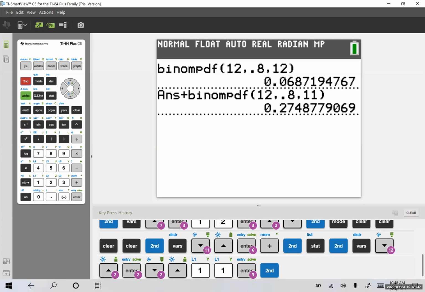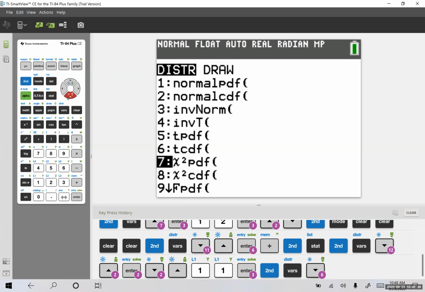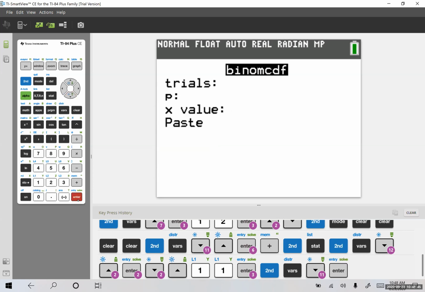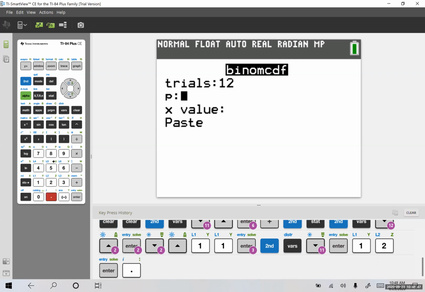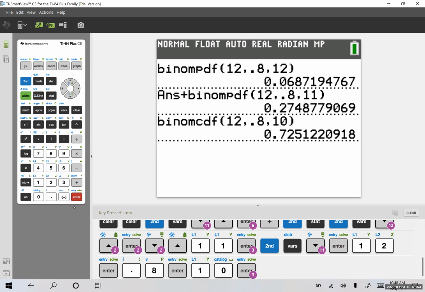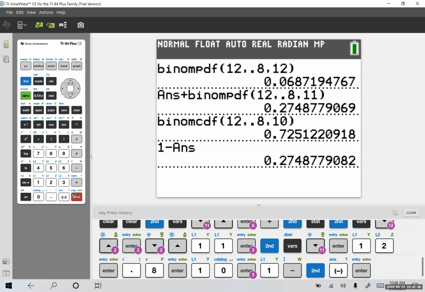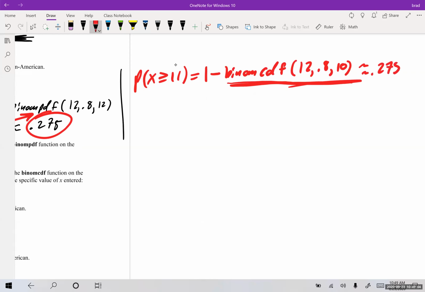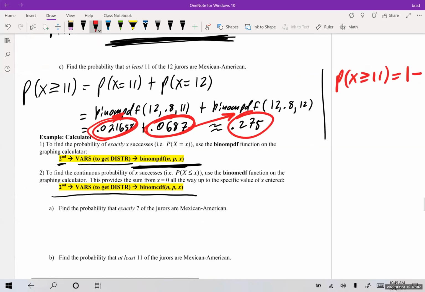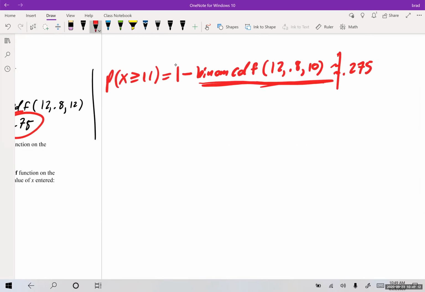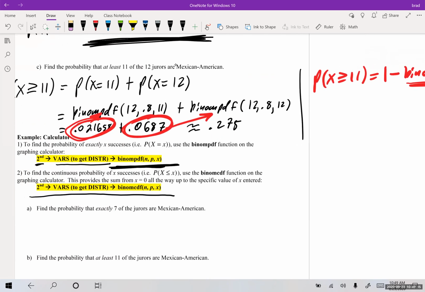So let's try this. Let's go second vars. Binomial CDF. So we do 12 trials. We do 0.8 for that, and we're going to stop at 10. We're going to only have it add up 10. So we hit enter. Now I do 1 minus this answer. You do second function answer, and I get 0.275, which is the same answer that I got over here. Okay, so this is the same probability that I get from doing it this way.